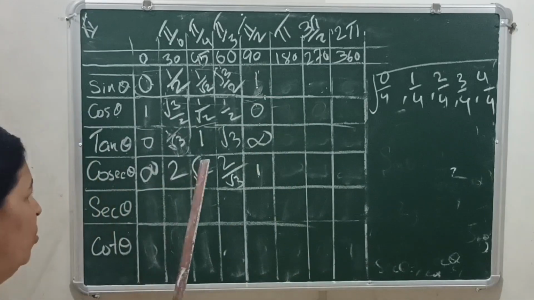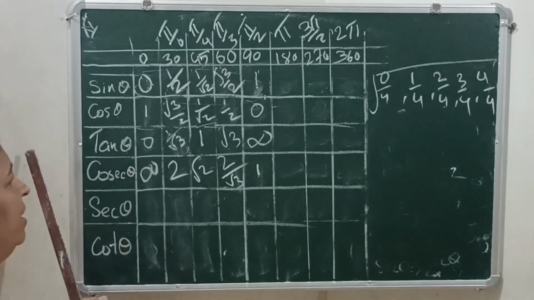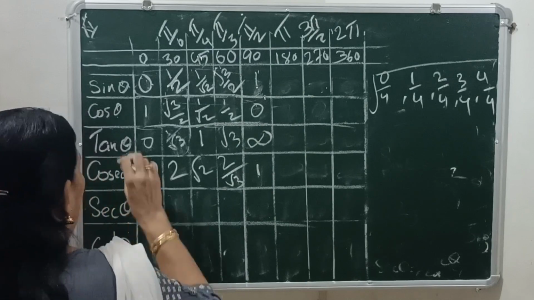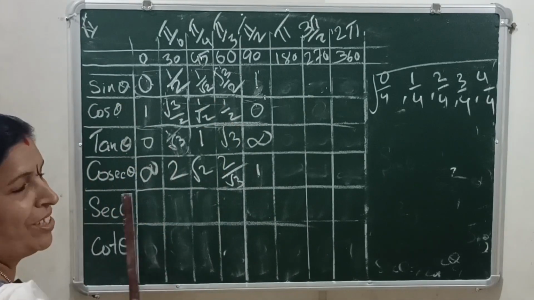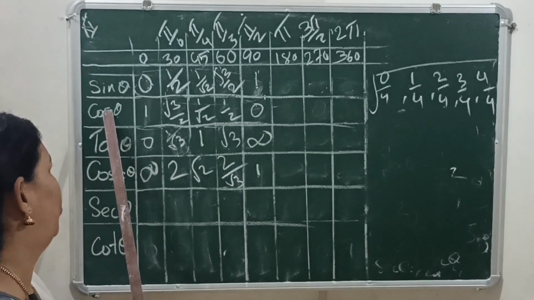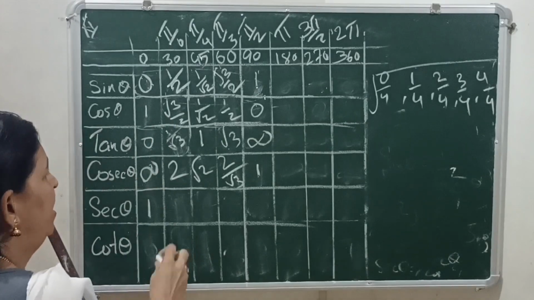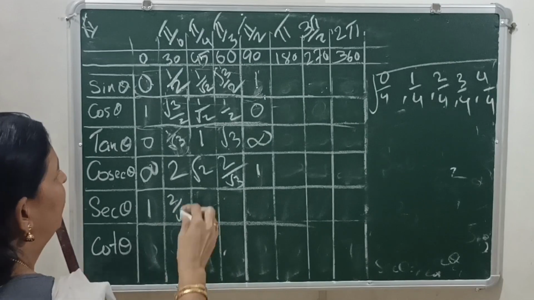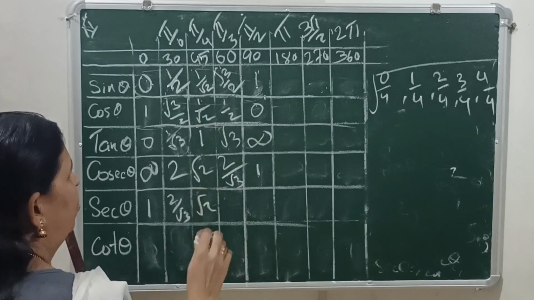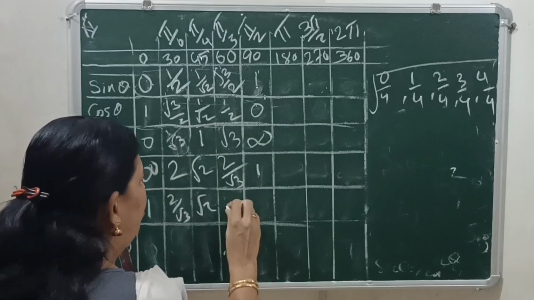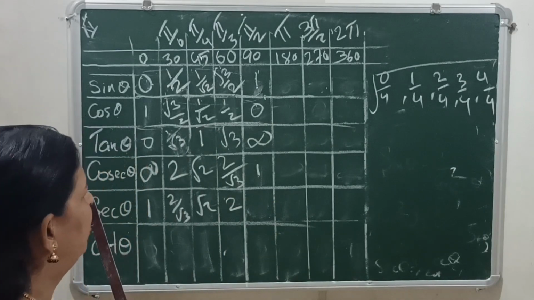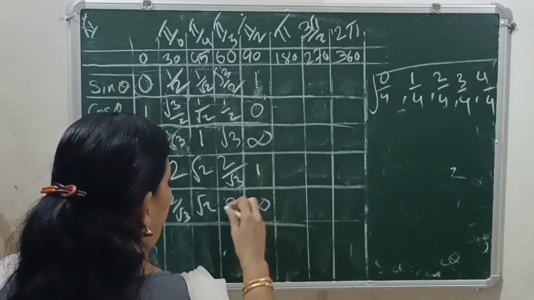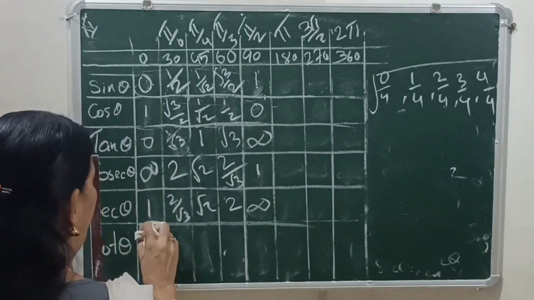Now look at sec theta. Write the reciprocal of cos theta. The reciprocal of cos theta is sec theta. The reciprocal of 1 is 1. Then root 3 by 2 becomes 2 by root 3. 1 by root 2 becomes root 2 by 1. 1 by 2 becomes 2 by 1. 0 becomes the reciprocal 0 by 1, that is 1 by 0, not defined.